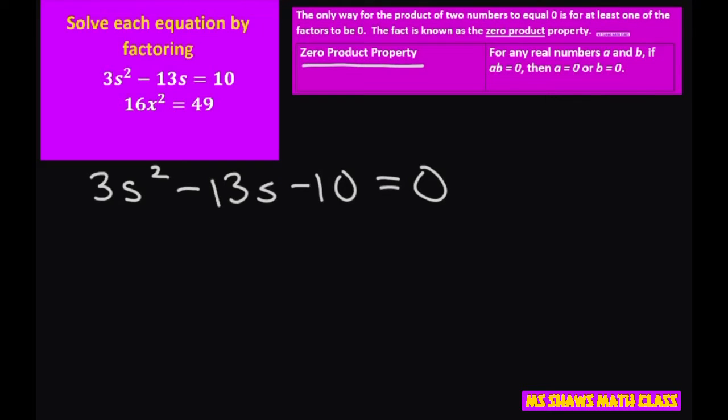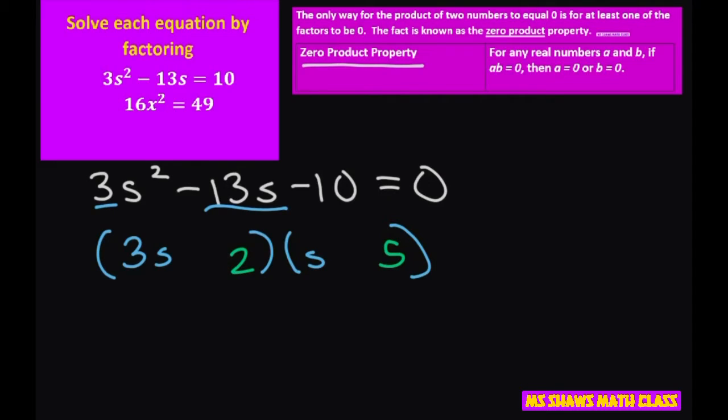Alright, and we have to factor it, which is a little harder to do with the lead coefficient not being a 1. I do know 3 is a prime number, so it has to be 3s and s. And I need a 13 inside here. So I know I'm not going to use 10, because if I put a 10 here, that's going to give me a 30. So it's going to have to be 5 and 2. So I'm going to put the 5 here and the 2 here.